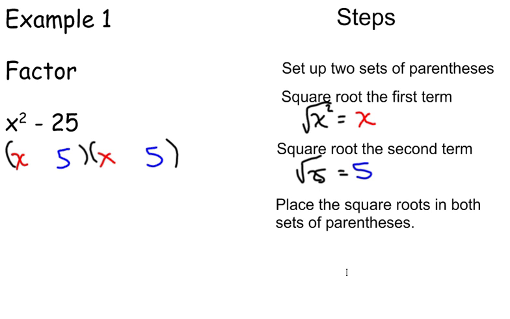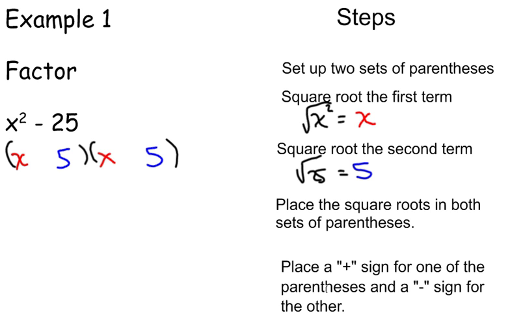And now our last step is, where is it? It's somewhere around here. All right, there it is. Place a positive sign for one of the parentheses and a negative sign for the other. And we are finished. That's pretty much how you do it.